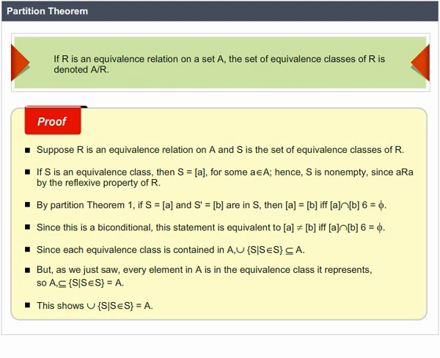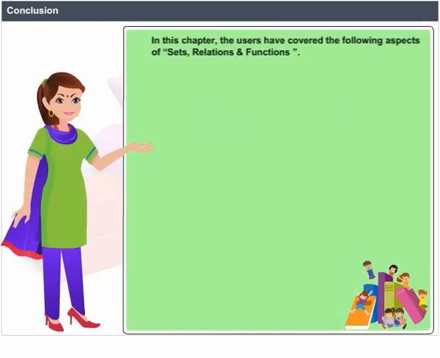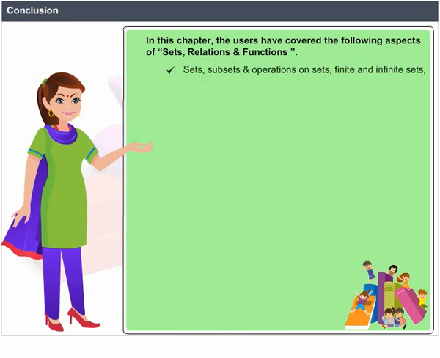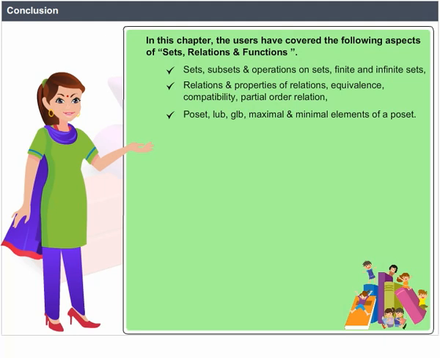Conclusion. In this chapter, the user has covered the following aspects of sets, relations and functions. Sets, subsets and operations on sets, finite and infinite sets. Relations and properties of relations, equivalence, compatibility, partial order relation, poset, least upper bound, greatest lower bound, maximal and minimal elements of a poset. Functions, inverse functions, composition of functions, recursive functions.